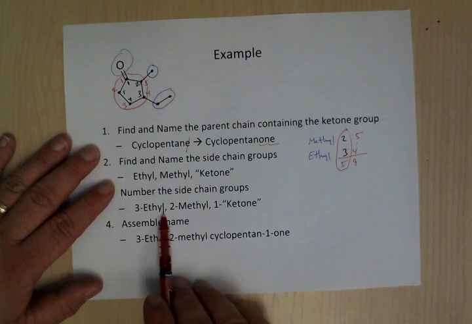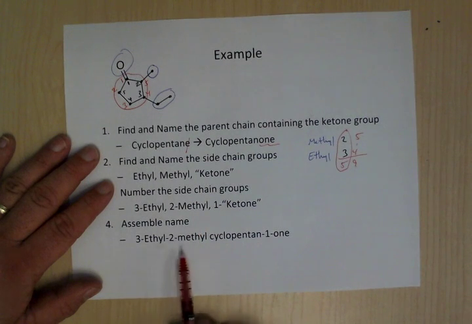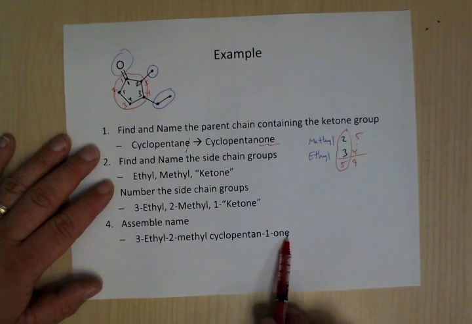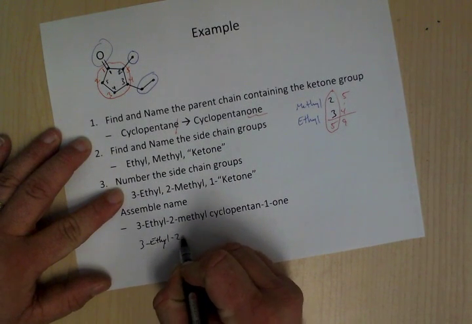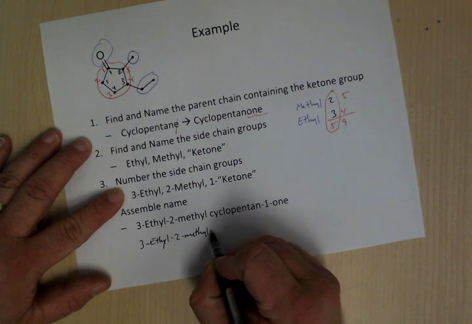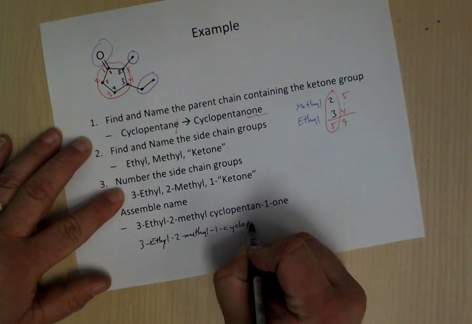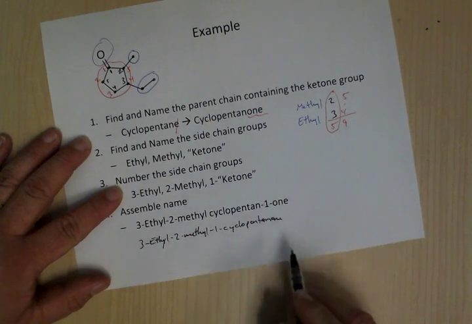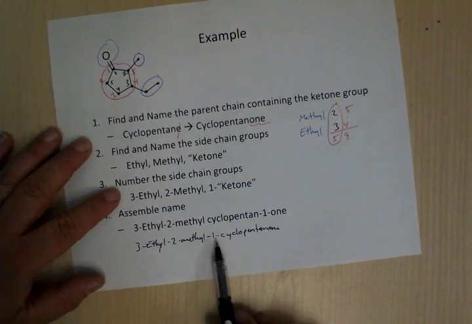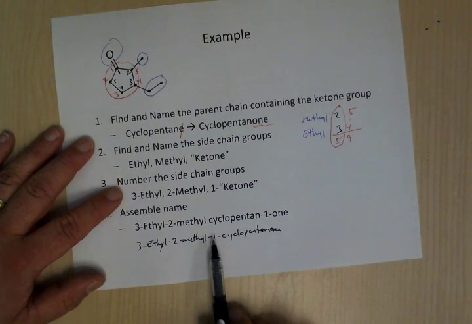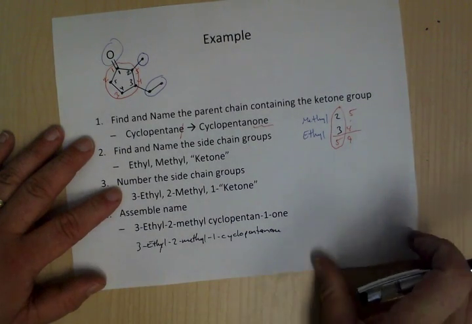So ethyl is going to be out front, because ethyl comes before methyl, so it's going to be 3-ethyl-2-methylcyclopenta-1-one. Now, again, you could write it 3-ethyl-2-methyl-1-cyclopentanone. If you just have 1 ketone, you could get away with not putting the 1 here because it's understood. But it's never a bad idea when you're starting to just go ahead and do it until you get better at it.